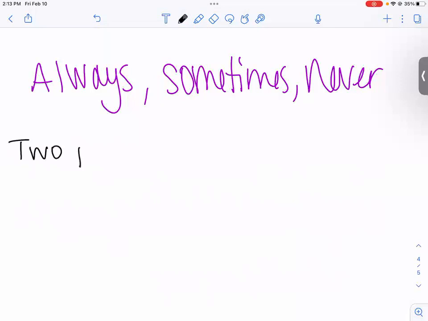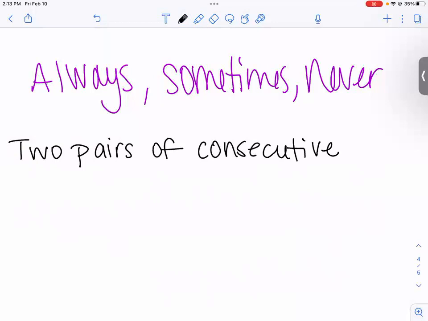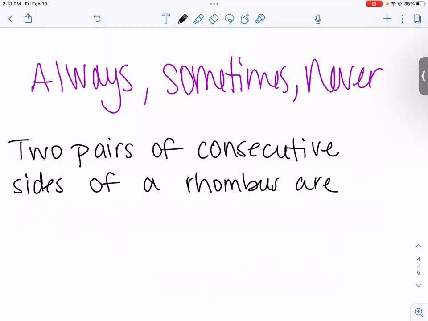Two pairs of consecutive sides of a rhombus are how often equal? Two pairs of consecutive sides of a rhombus. Drew. Sides of a rhombus. Never.